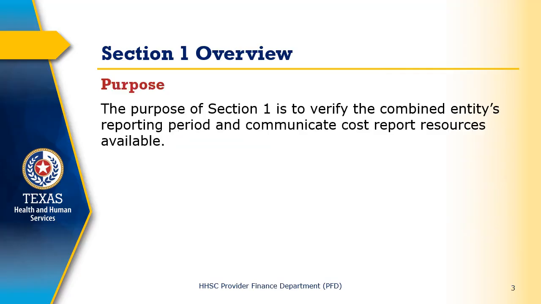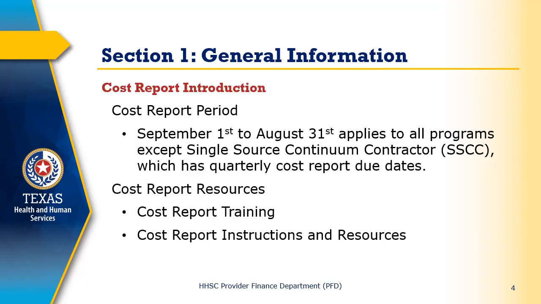The primary goal of Section 1 is to verify the combined entity's reporting period and communicate cost report resources available. Section 1 of the cost report is an introduction that provides information on the cost report type, the cost report beginning and ending period, and the due date. The cost report type and the cost report period are pre-populated in this section. It is important to note that the report period is based on the state fiscal year in accordance with TAC 355.105C. The cost reports must be prepared to reflect the activities of the provider while delivering contracted services during the fiscal year specified by the cost report.